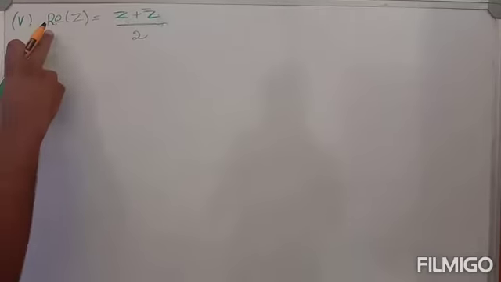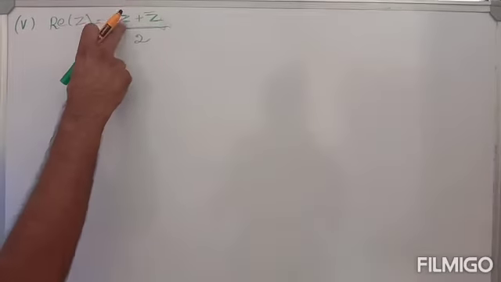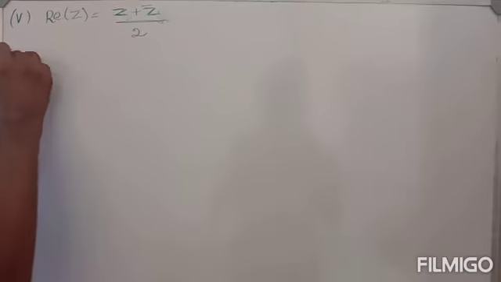Next, property number 5: real part of z is equal to (z plus z bar) by 2. Proof.